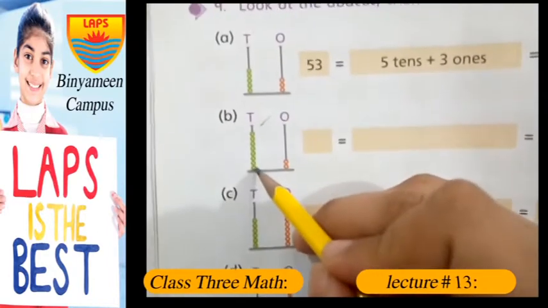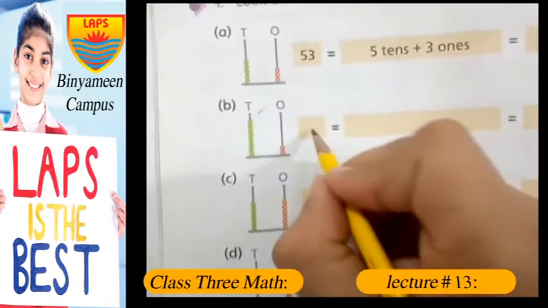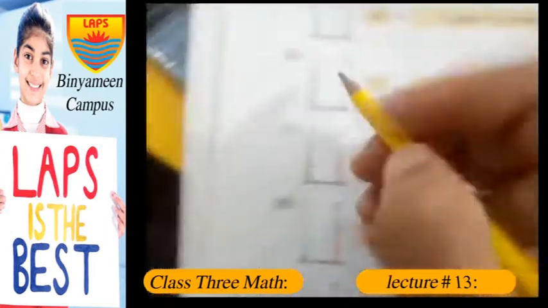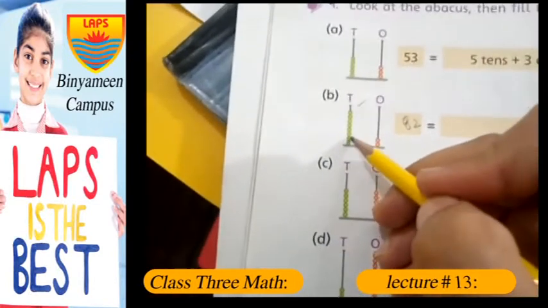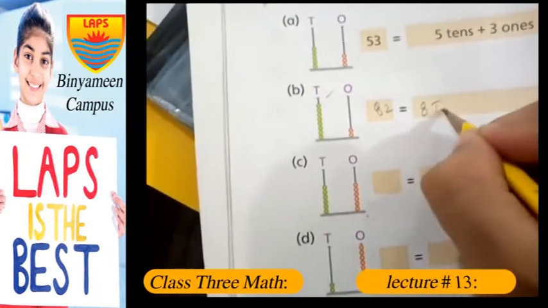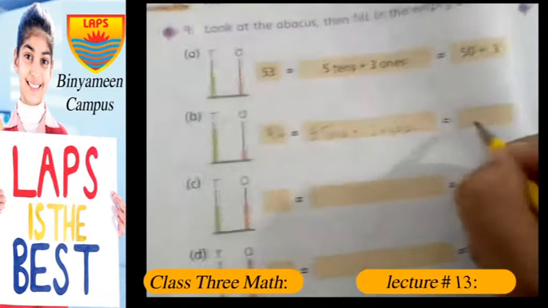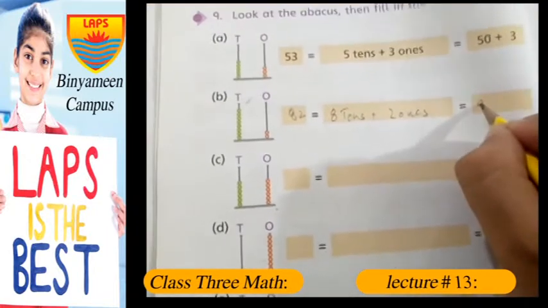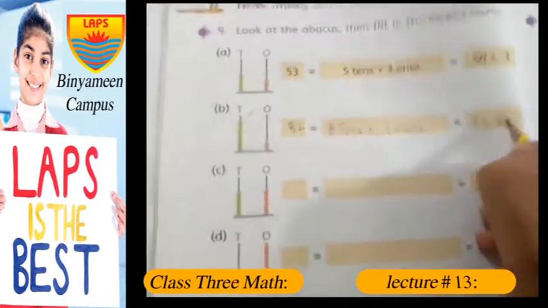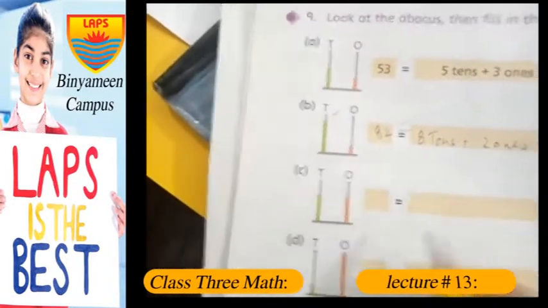So if you start counting 1 2 3 4 5 6 7 8, and 2. Actually, let me see if it's 8 or not. 1 2 3 4 5 6 7 8. Yes, 8. So 8 tens plus 2 ones. Okay, it makes 80. 8 tens make 80 plus 2 ones, 2. So this whole value makes 82.